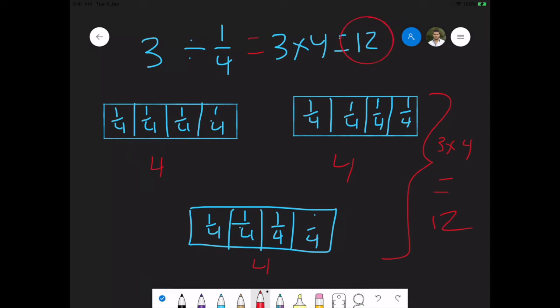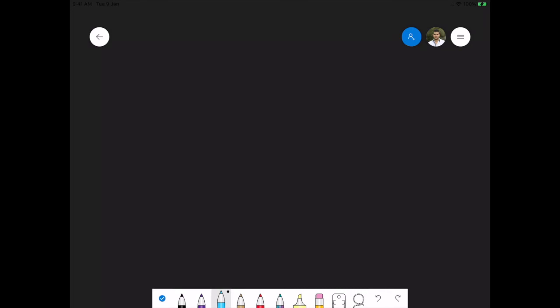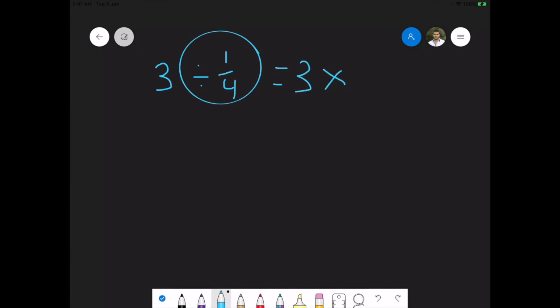12 of them. One easier way to do fraction division is if I have the same example, let's see it. What did I do here before? We saw that the division became multiplication, and 1 quarter was flipped and became a 4 because there were 4 of them in 1 whole and I had 3 wholes, so 3 times 4 equals 12.